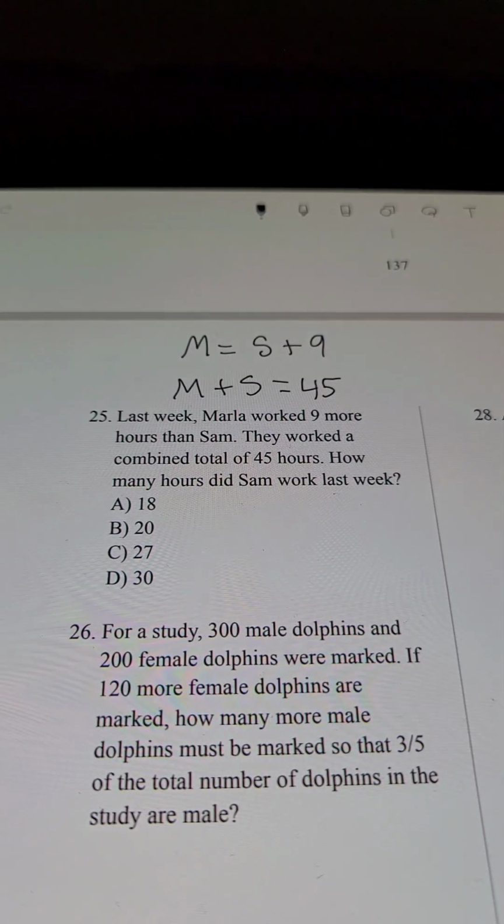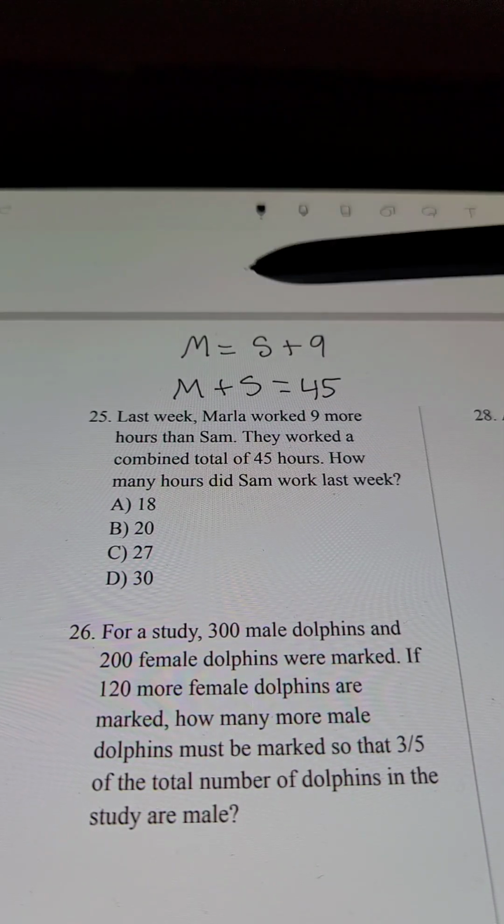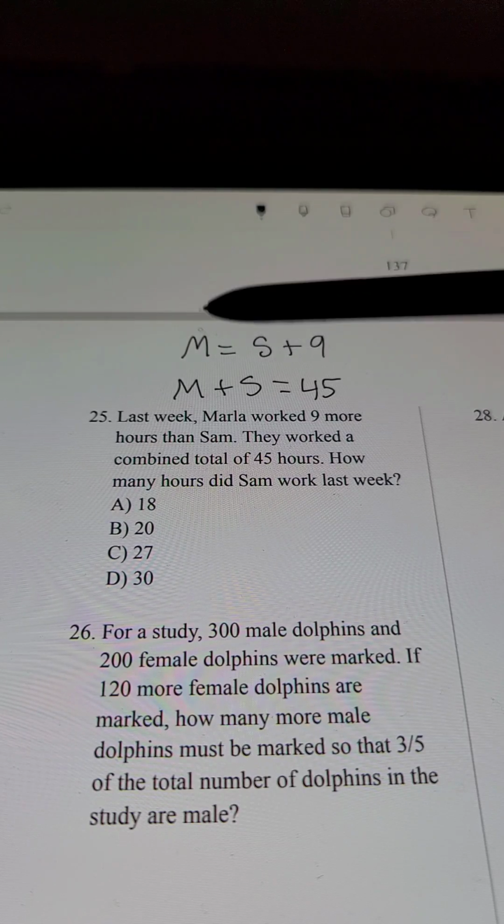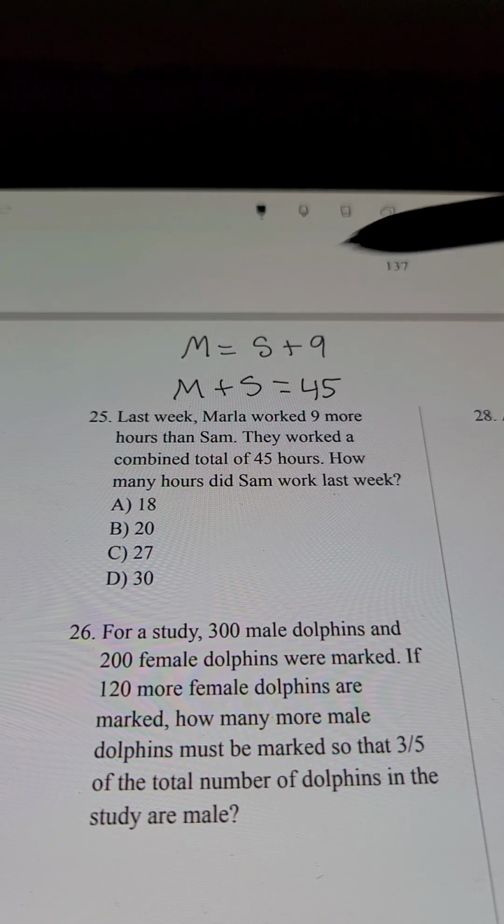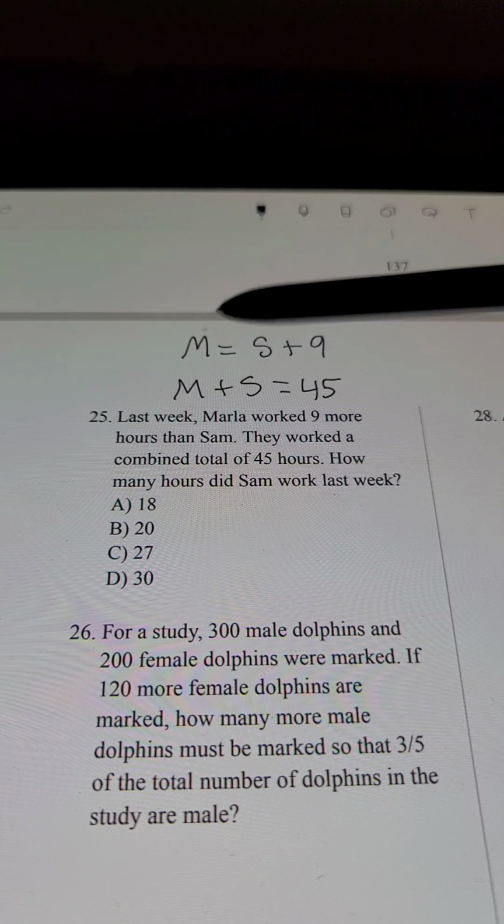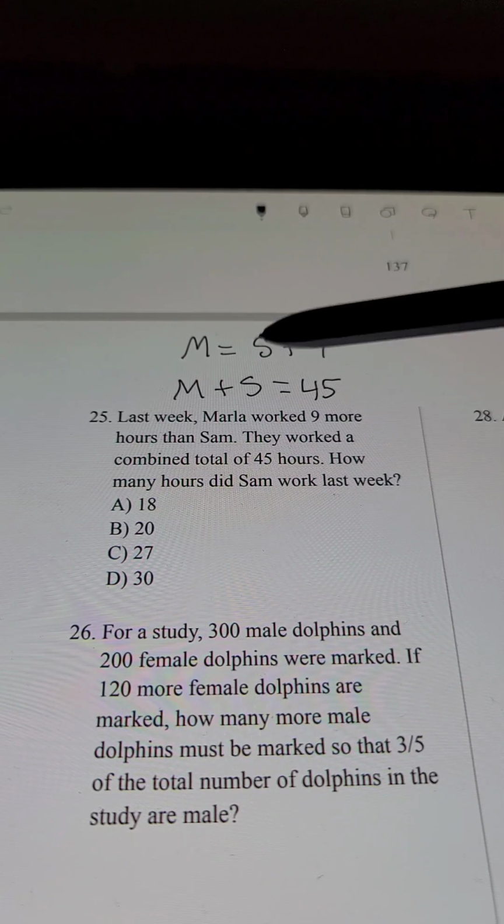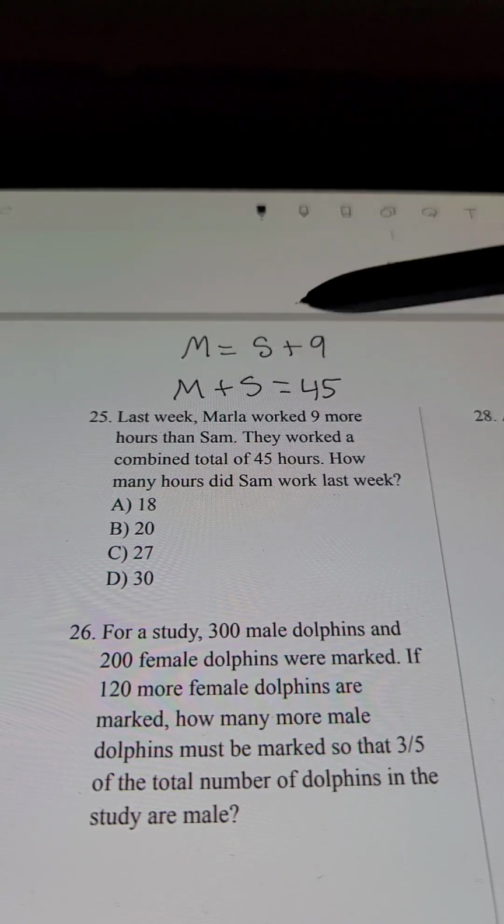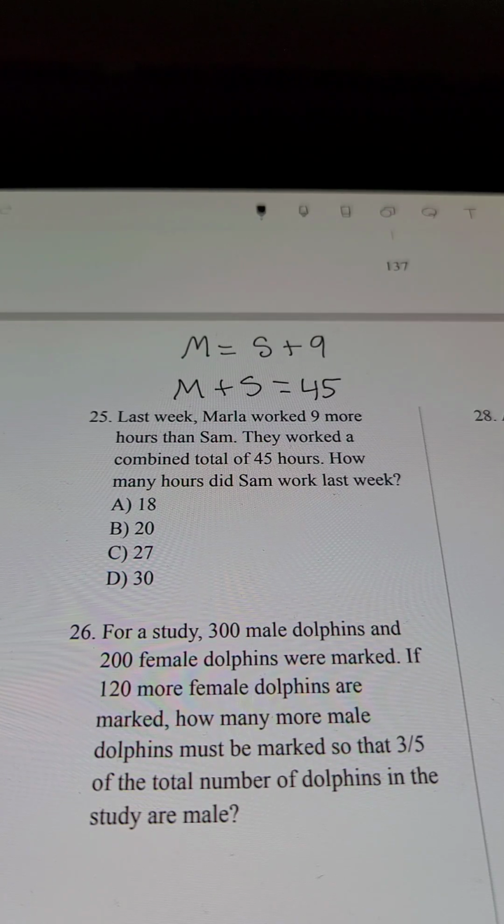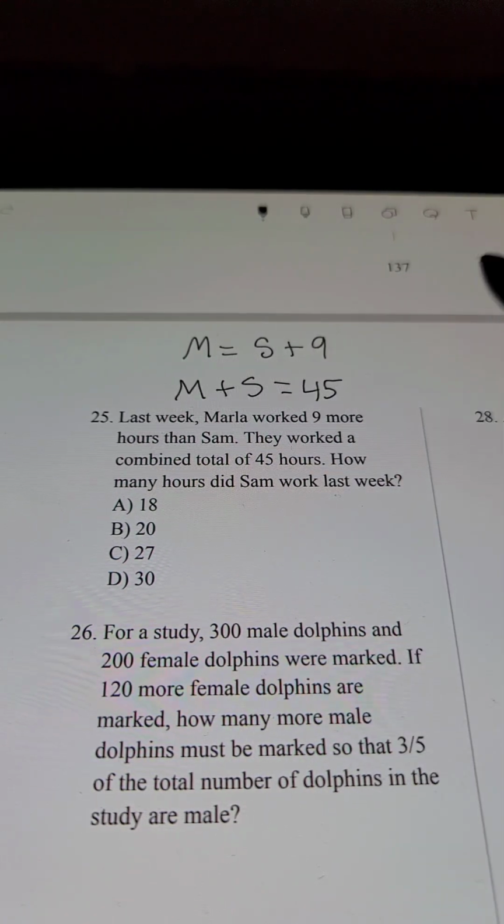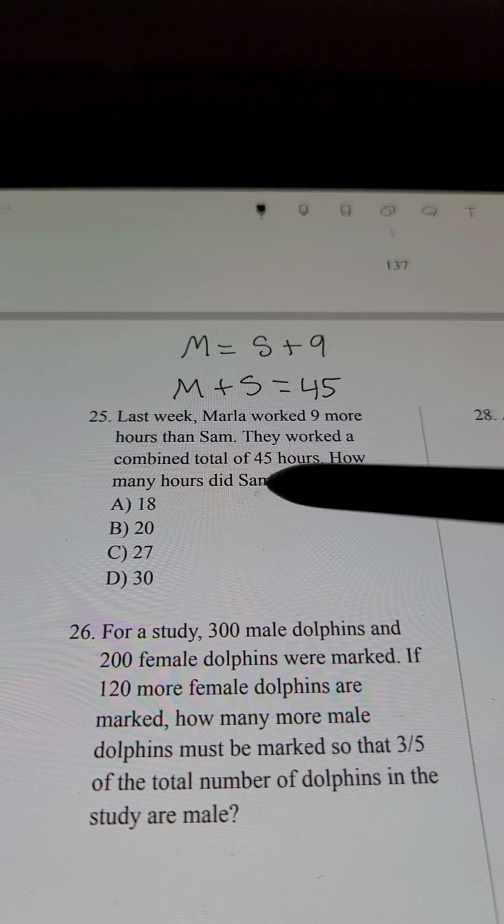Okay, pause to read number 25 if you haven't already. So we have a system of equations represented by this situation. M is the amount of hours that Marla worked. S is the amount that Sam worked. So Marla's amount of hours is equal to 9 more than Sam's, and Marla plus Sam's hours accumulate to 45 hours in total. So I want to know what S is essentially.